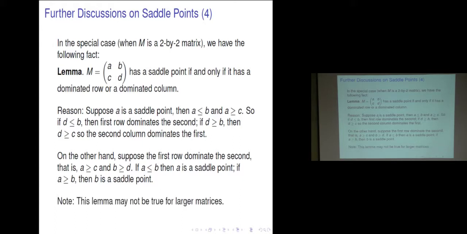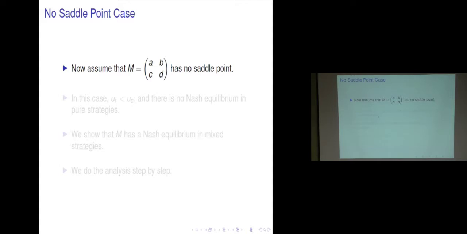The catch is this lemma may not be true if you have a big matrix. Then you have to use another method. So this is very, very special. Now we move on to the mixed strategy. We have seen that if the game has a saddle point, it has a Nash equilibrium, easy. Now what happens if the game does not have a saddle point? I have to give you a Nash equilibrium for mixed strategy.